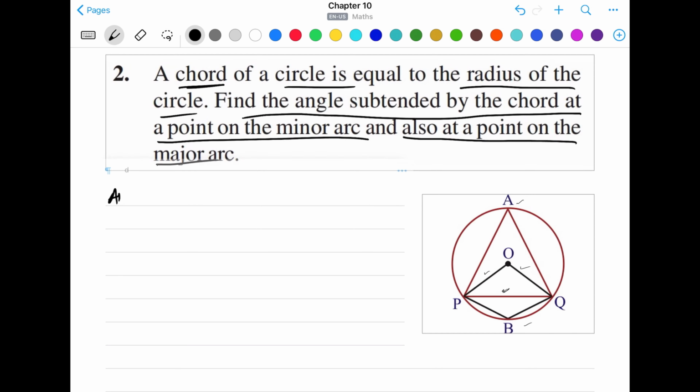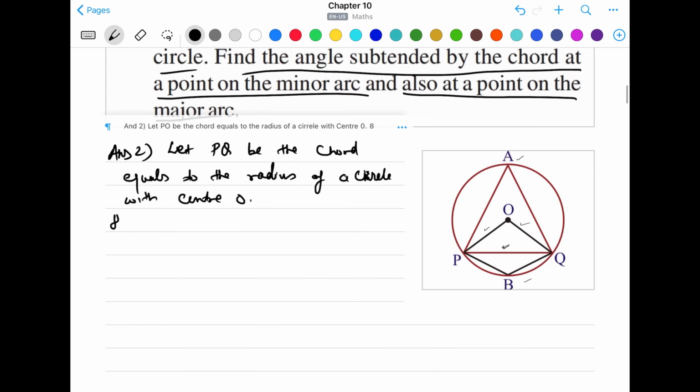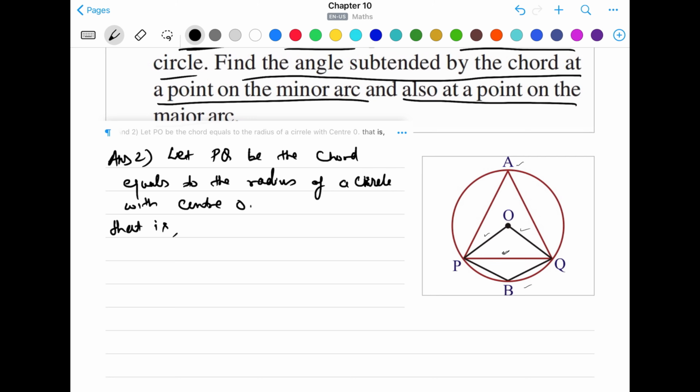Okay, so let's start this answer. Answer number 2. Since the figure is not given to us, we'll write: let PQ be the chord equal to the radius of a circle with center O. Okay, so PQ is a chord which is equal to the radius of a circle with center O. That is, OP equals OQ equals PQ. That means this chord PQ equals the radii OP and OQ.